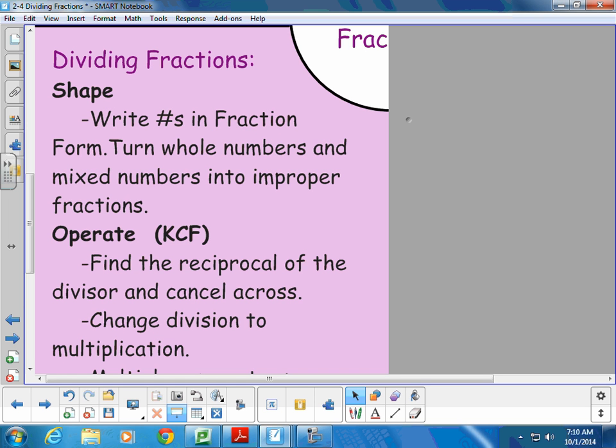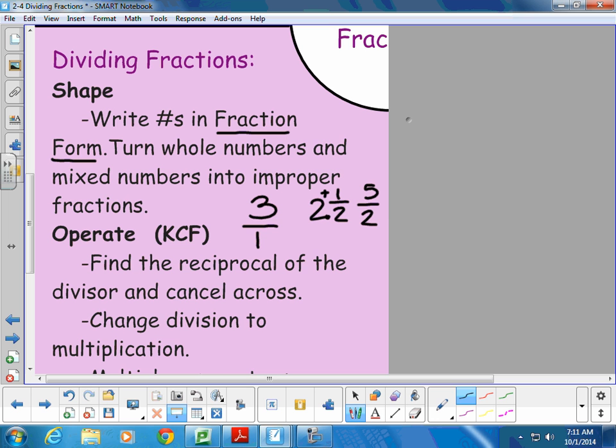Dividing fractions is similar to multiplying fractions. There's just a little bit different step. But to divide fractions, we still need them in fraction form. So we just need to change any whole numbers and mixed numbers into improper fractions. Again, if I have the whole number 3, I just put it over 1. If I have the number 2 1/2, I need to multiply and add and change that to an improper fraction. Same thing as with multiplication.